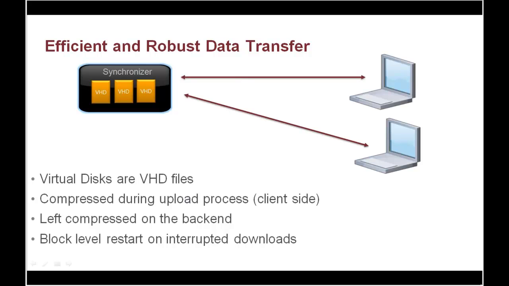And then we assume that people are moving between different types of networks and different types of connectivity, sleeping their system, bringing it back. So we have block level restart on interrupted downloads. That means if you were downloading an image or an update or doing an upload, we'll just start from right where we left off next time we see a network connection. So we're very good about just running in the background and trickling this stuff down.